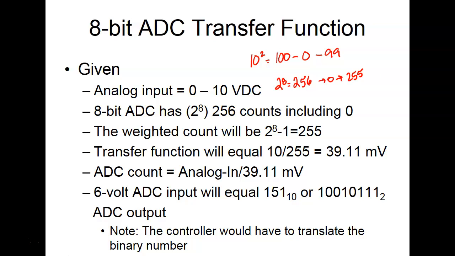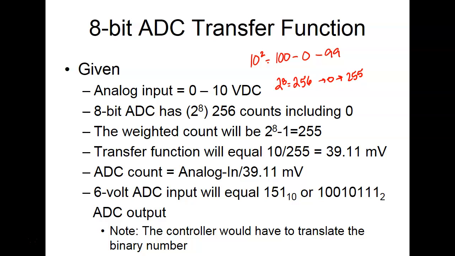The Micrologic 1100s have a 10-bit A to D converter, so it would be 2 to the 10th, which is 1024. The Siemens have a 12-bit A to D converter, so that would be 4,096 combinations if you split it. The more bits you have, the more memory it's going to take up inside the PLC, but the better the resolution. So the 8 bits is okay.